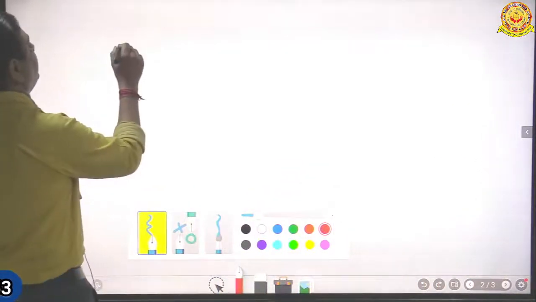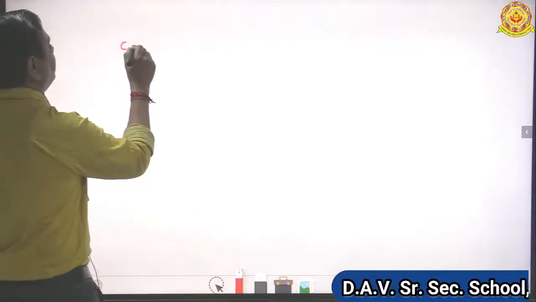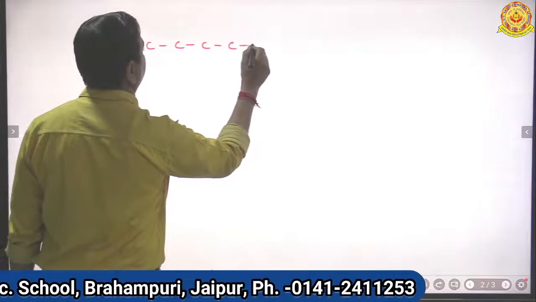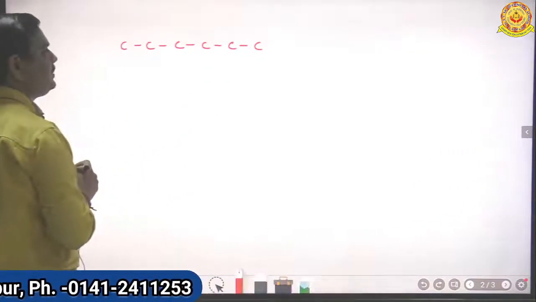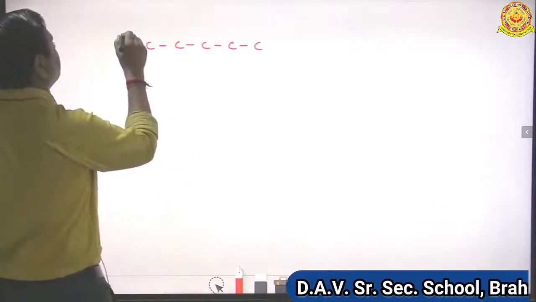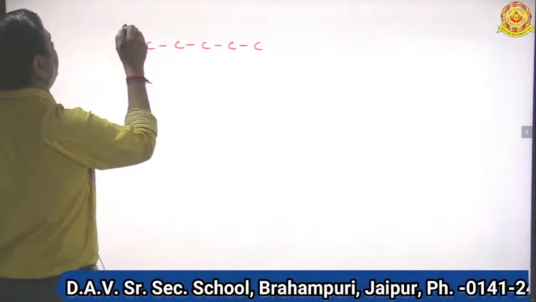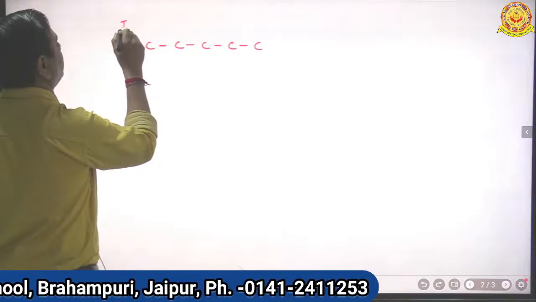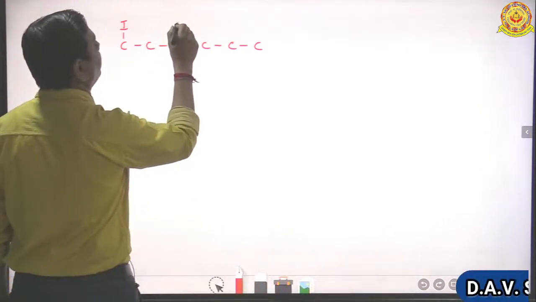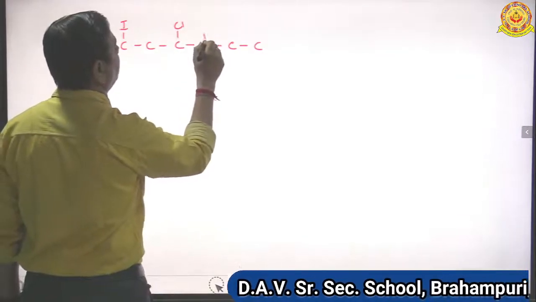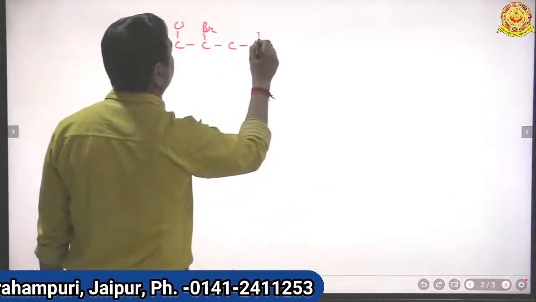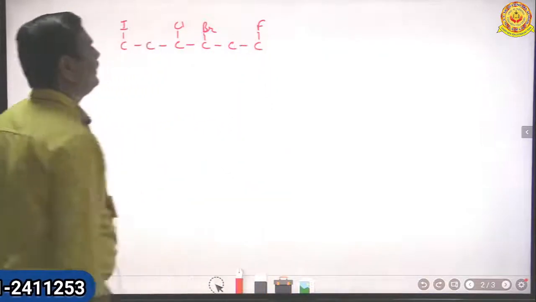Now what if more than one type of halogen is present? Say here I am using I, Cl, Br, F.